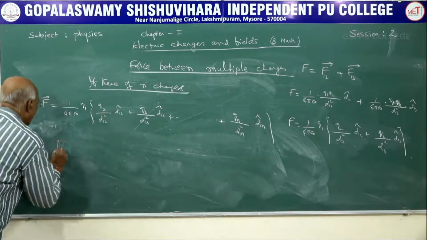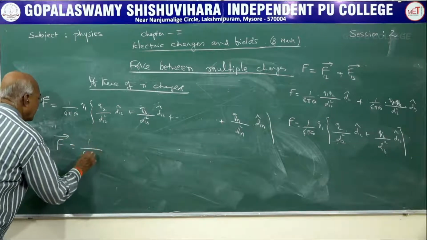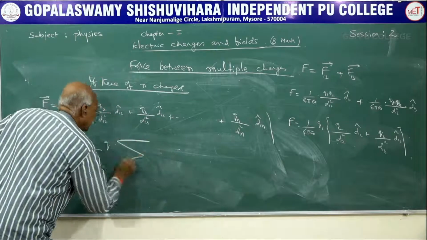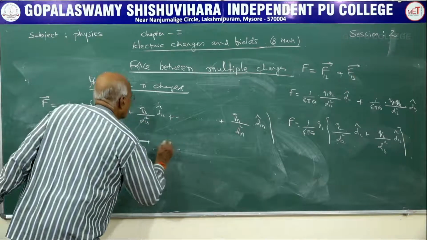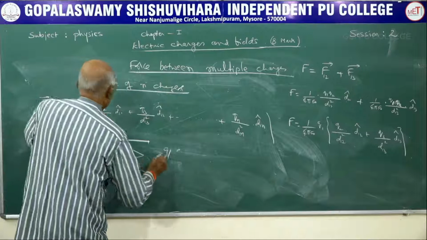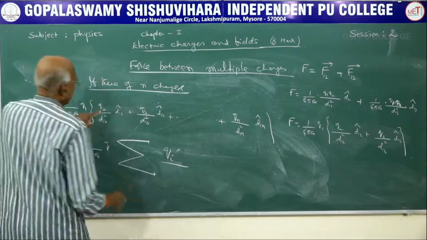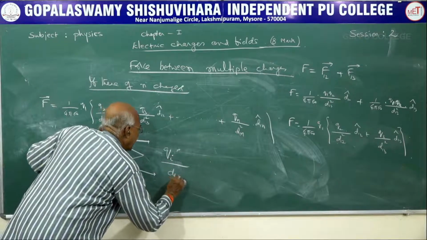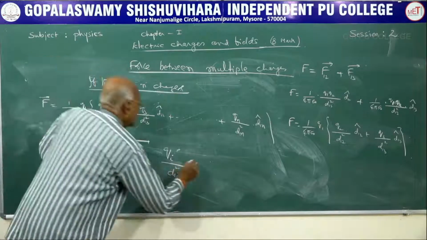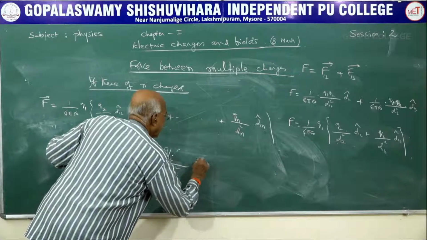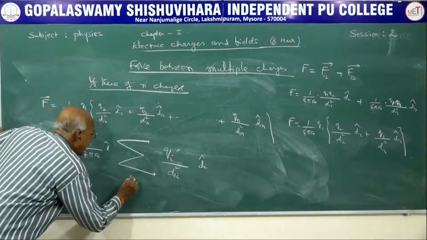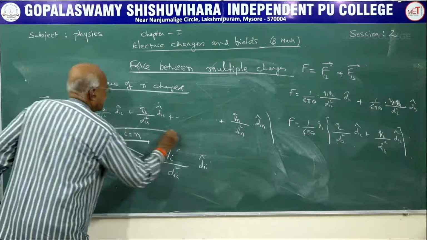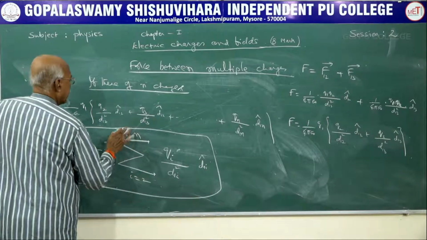Or otherwise, finally you can write F is equal to 1 over 4 pi epsilon naught into Q1, sigma of Qi divided by D1i squared into D1i cap, where instead of 2 I have written i. The lower limit is i equal to 2 and the upper limit is i equal to n. This is the final equation we are going to get if there are n charges.